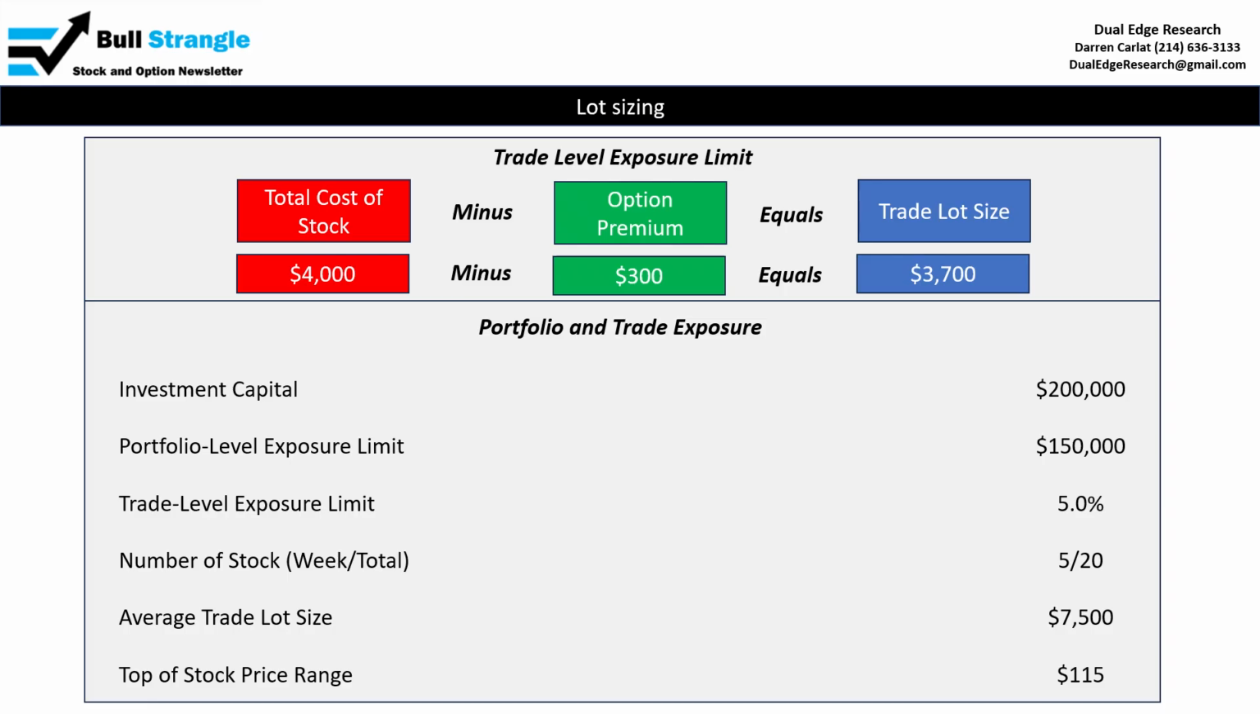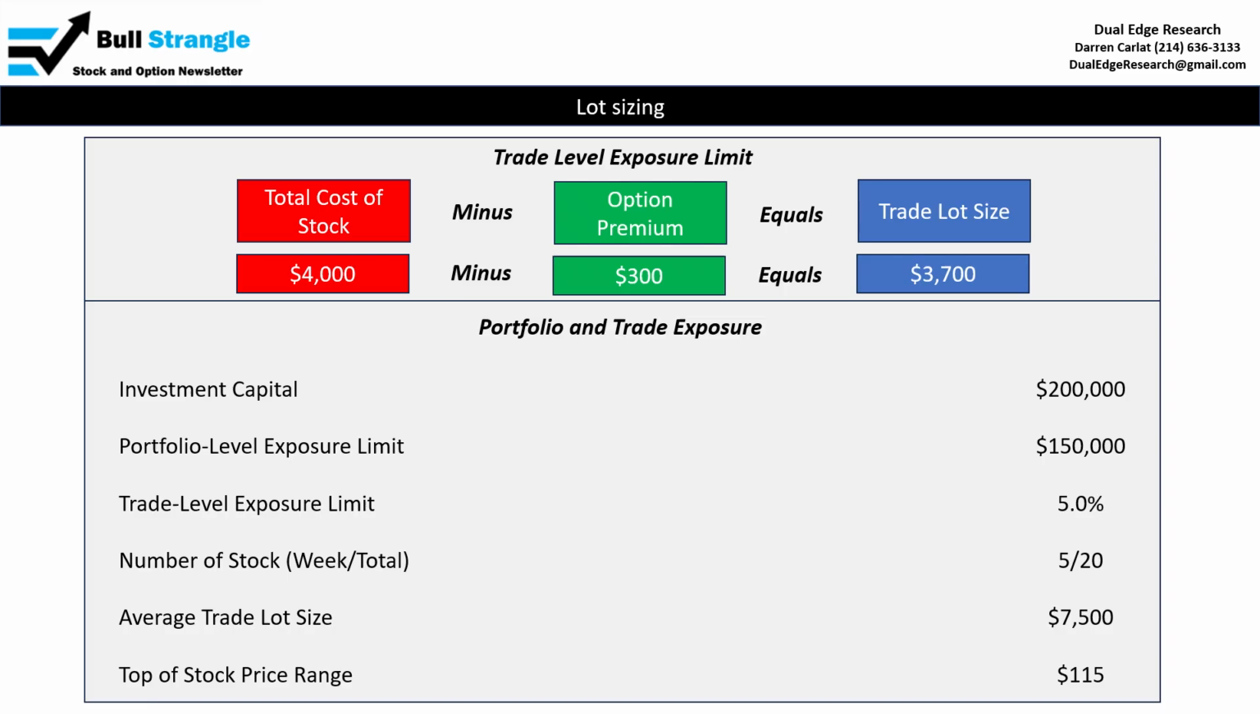Ideally, we want to have 20 stocks in our portfolio at any given point in time, which gets you to a 5% investment level. But you can see that you need a pretty large capital account in order to do that. So I do endorse broadening that range out to about 10%, actually to maybe as much as 12.5% in terms of my trade level exposure limit.